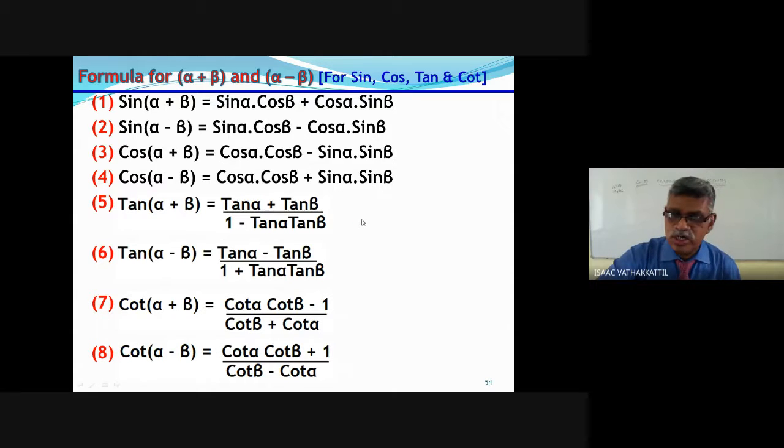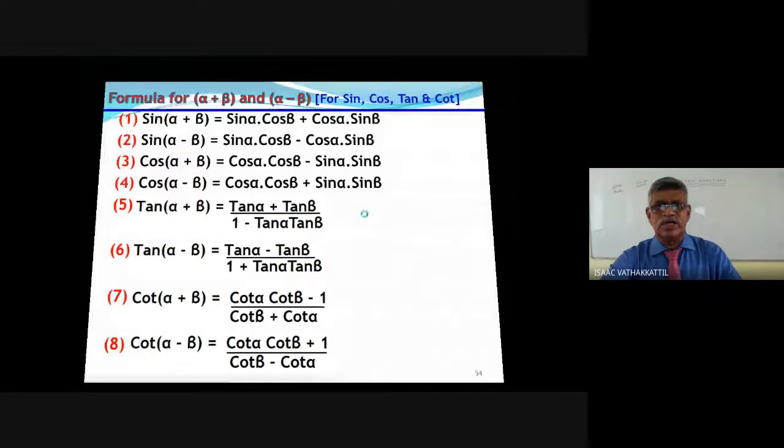Denominator is cot beta minus cot alpha, and cot alpha plus beta. Be careful. Well, these are the main points. Let us make some exercise here.